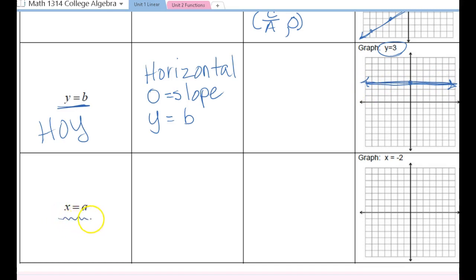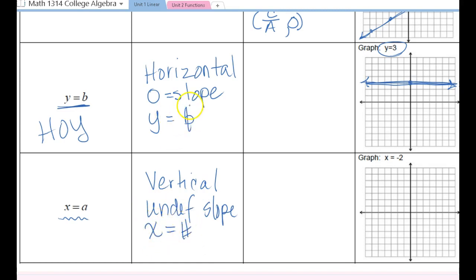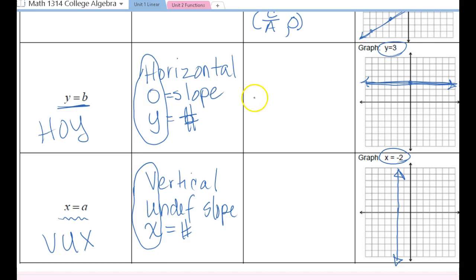When I have x is equal to a number, that is going to give me a vertical line. It's going to have an undefined slope, and it's always going to be in the form of x is equal to some number. And what that means to us, this would be a vux. So think of OI vux if you want to remember which one's which. When x is equal to -2, I go on the x-axis till I get to -2, and then I draw a vertical line here. Big thing to remember here is that horizontal lines have a slope of 0. Vertical lines have an undefined slope. Horizontals look like this. Verticals look like this.